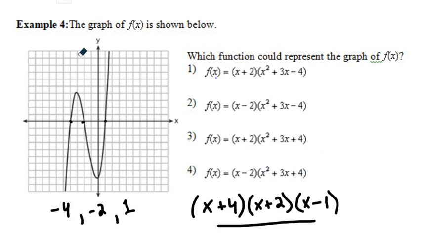I'm going to let you guys do it on your own. Go ahead and choose the correct answer, and that'll be the end of the video.